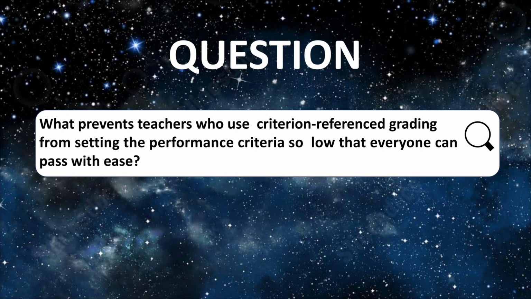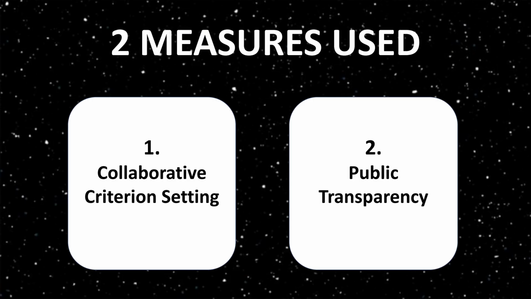And there is another question. What prevents teachers who use criterion reference grading from setting the performance criteria so low that everyone can pass with ease? Teachers who use criterion reference grading are prevented from setting the performance criteria too low that everyone can pass. In fact, there are a variety of measures used to prevent this situation from ever happening in the grading system.